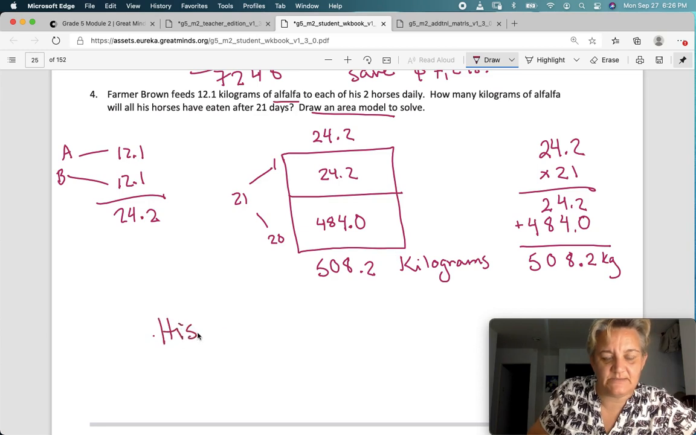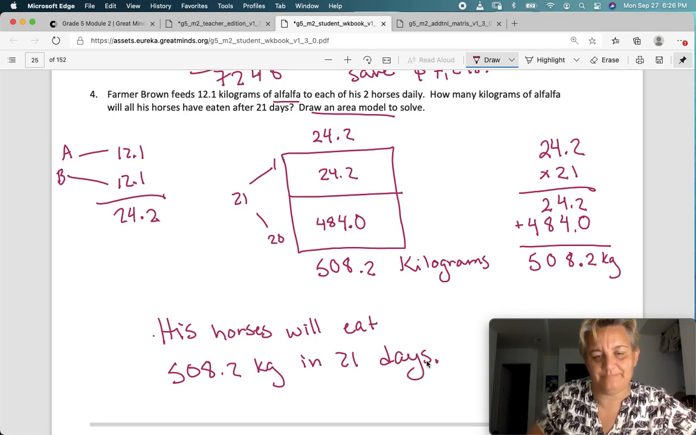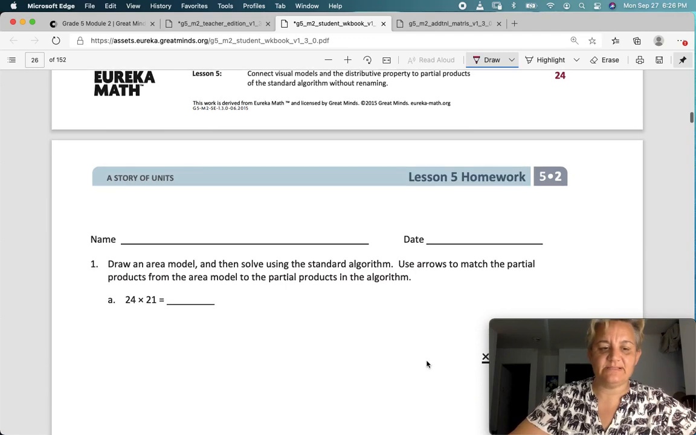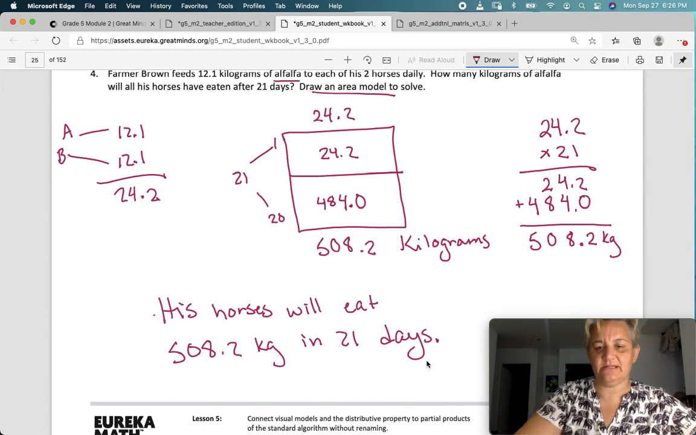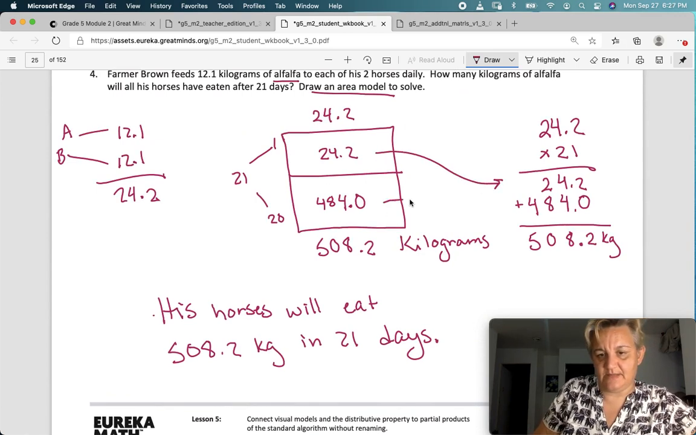How many kilograms of alfalfa will all his horses have eaten after 21 days? His horses will eat 508 and 2/10 kilograms in 21 days. Period. Good. All right. And then that's the homework. So drawing those area models to help you understand what we're doing. Okay. This goes with this, and that goes with that.